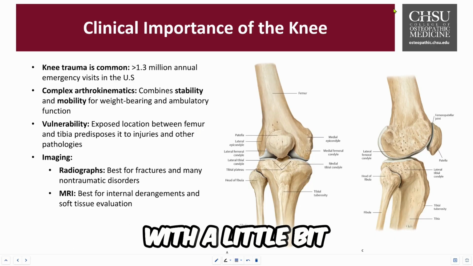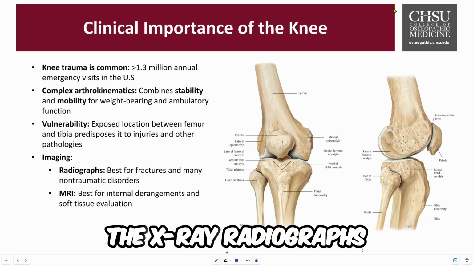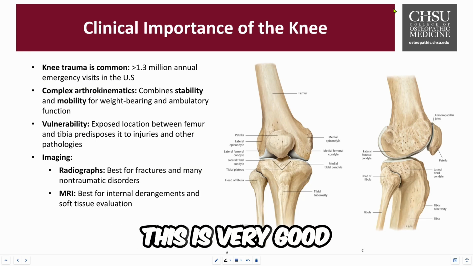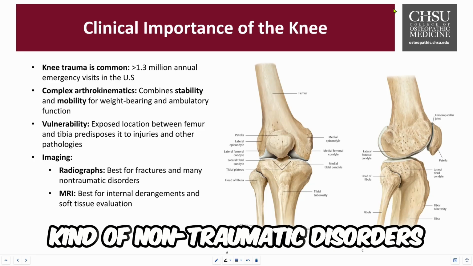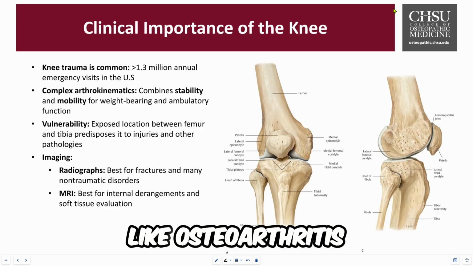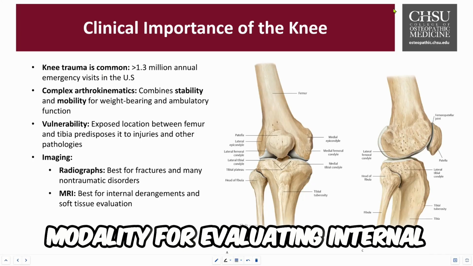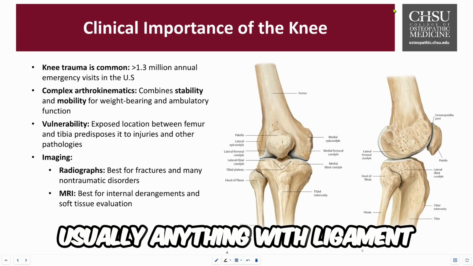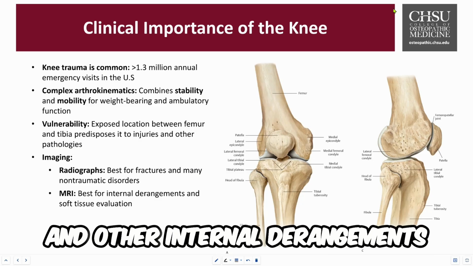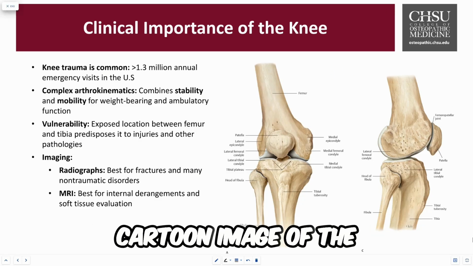So we'll start off with a little bit on the primary imaging modalities. The first type is the X-ray radiographs. This is very good for diagnosing bone fractures and also non-traumatic disorders like osteoarthritis. The second type is called the MRI. This is the best modality for evaluating internal soft tissue problems, usually anything with ligament tears, meniscal damage, and other internal derangements.